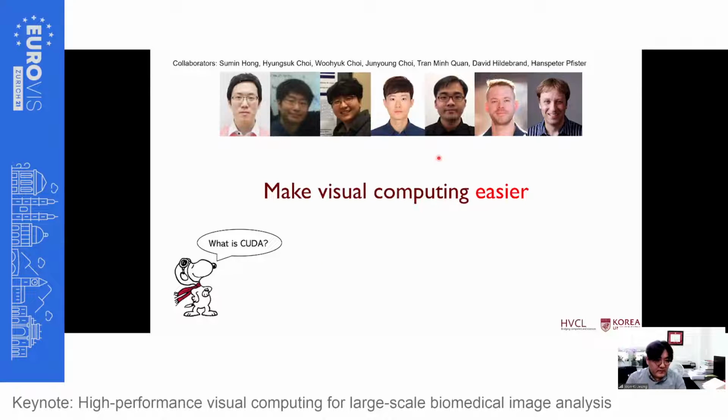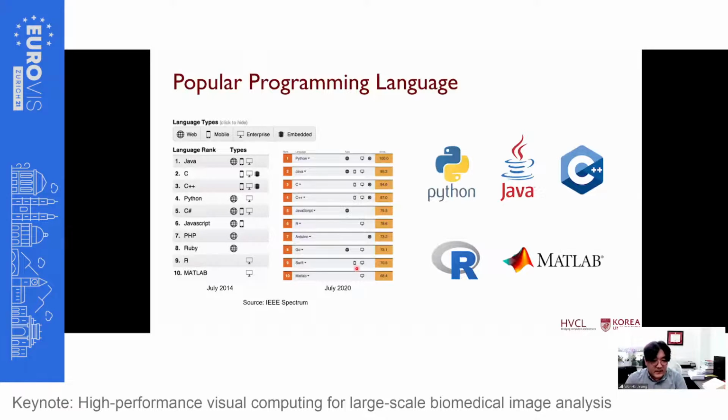All right, and let me move on to the next topic. So the next topic is actually making visual computing easier. This is also done by many collaborators, my students, and also David and Hans-Peter Fischer at Harvard University. The idea of this research direction is how we can make a system that leverages GPU or parallel processing better.